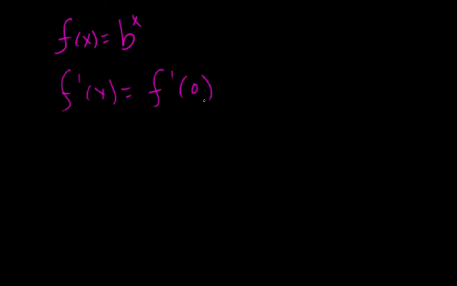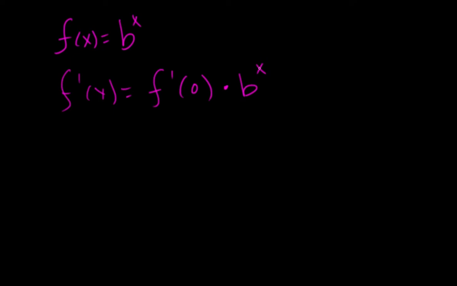Hey Math Kids, today we're going to talk about the derivatives of exponential functions. So if f of x is equal to b to the x, then the derivative is equal to the derivative at 0 times the original.